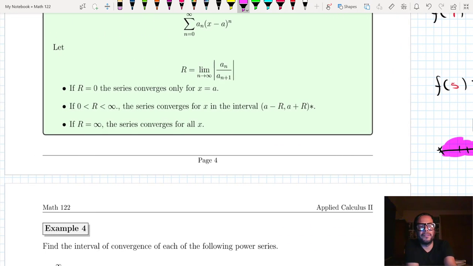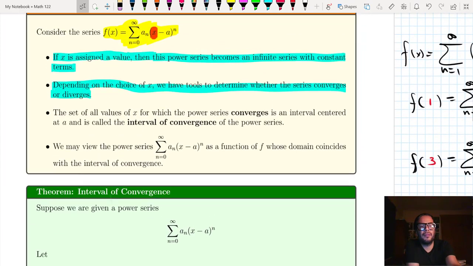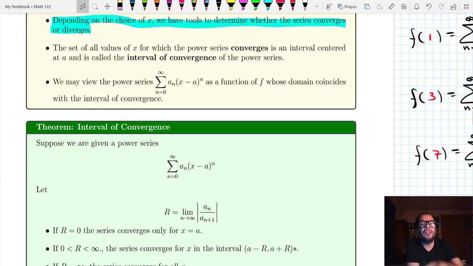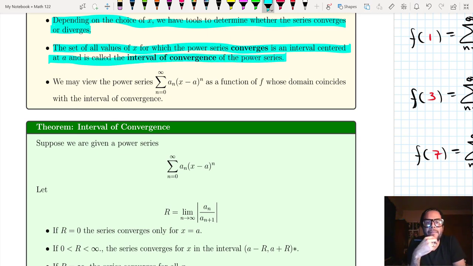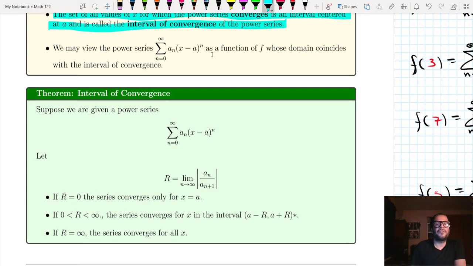All right, so what about that interval of convergence? Again, that set of all values for which the power series converges is called the interval of convergence. Now, this interval of convergence is coincident with the domain of the given function.